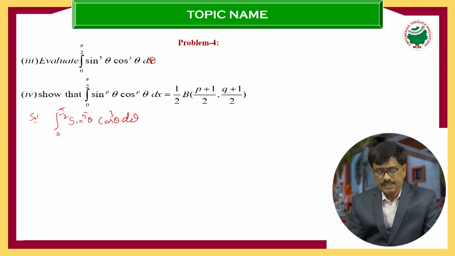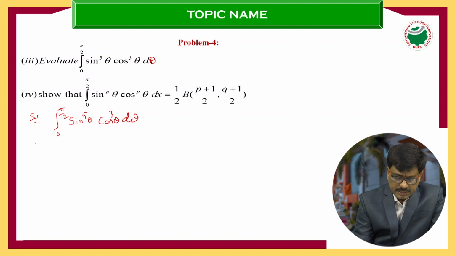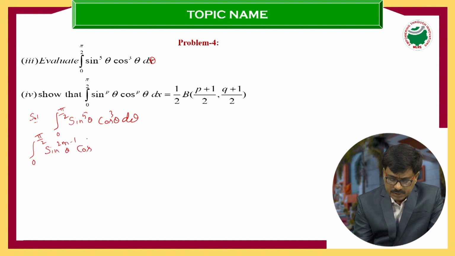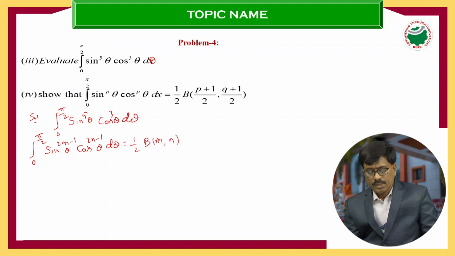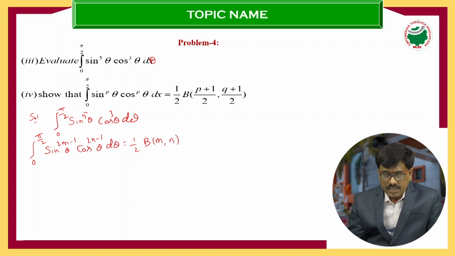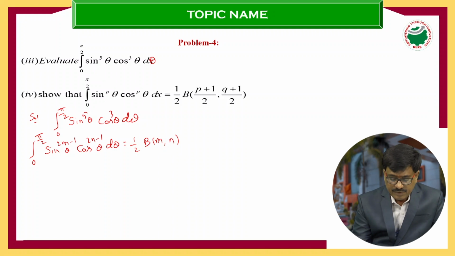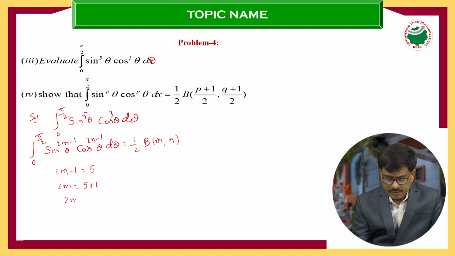What is the trigonometric form of the beta function? Integral 0 to pi by 2 sine power 2m minus 1 theta cos power 2n minus 1 theta d theta is equal to 1 by 2 into beta of m comma n. Now we are going to compare the powers of these values. What is the resultant value here? 2m minus 1 is equal to 5, 2m equal to 5 plus 1, 2m equal to 6. The m value becomes how much?